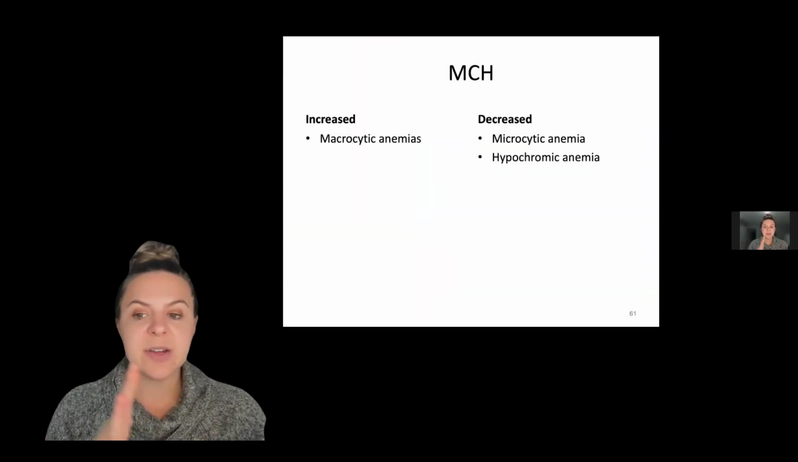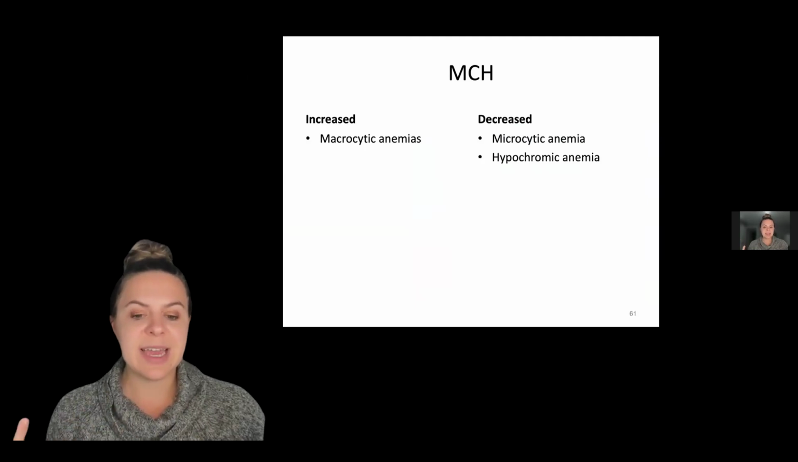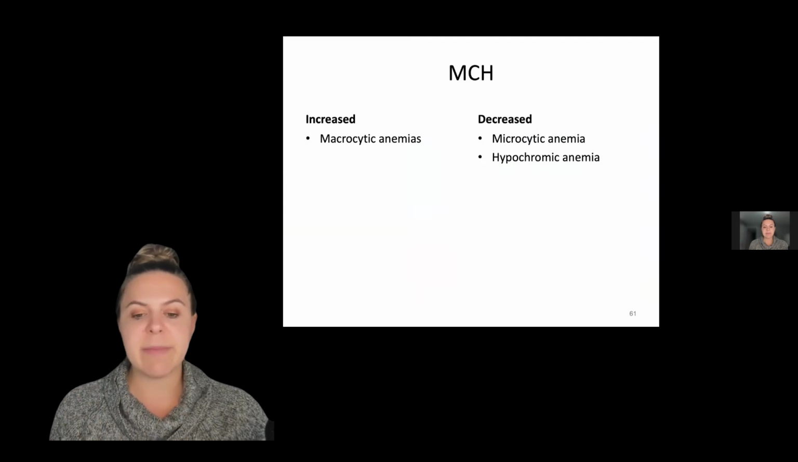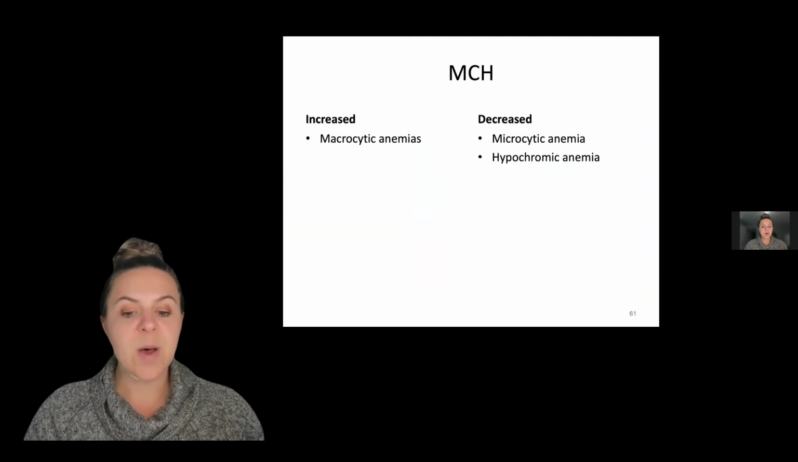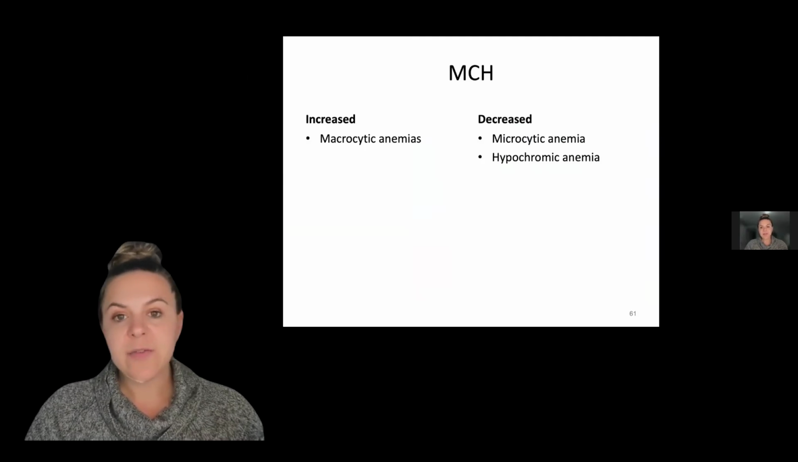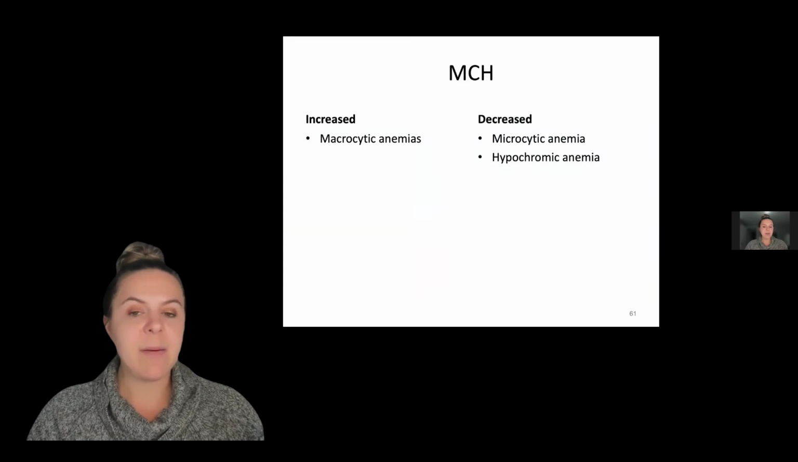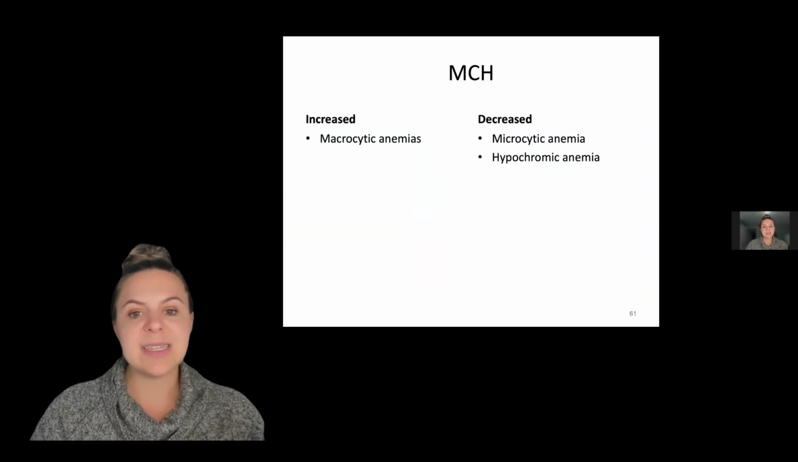MCH could be either increased or decreased depending on the anemia type. Increased is seen with a macrocytic anemia versus decreased in microcytic anemia or hypochromic anemia, where cells are both small and pale. MCH often tracks with MCV, and it just adds another layer of info about how much hemoglobin is present inside each cell.